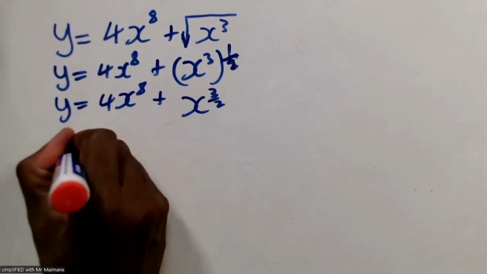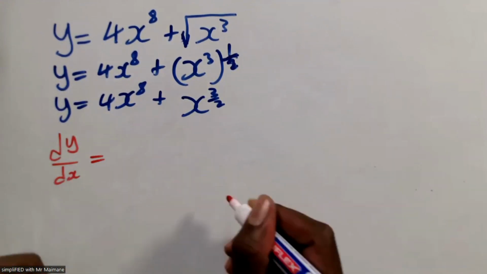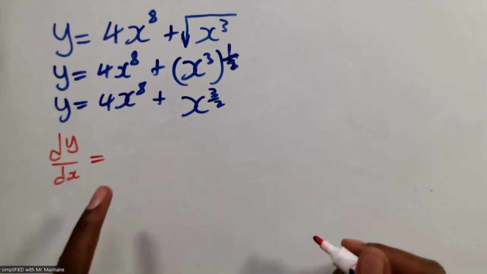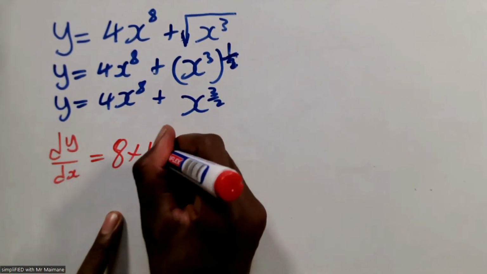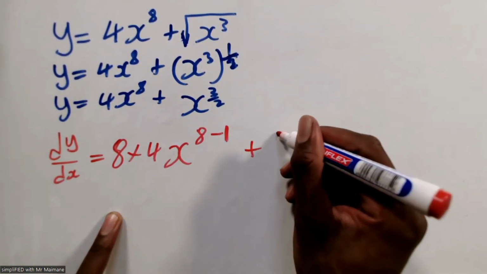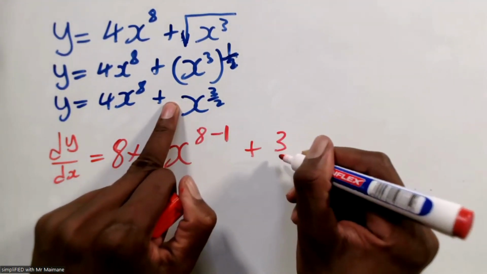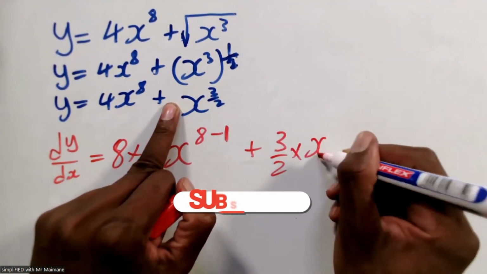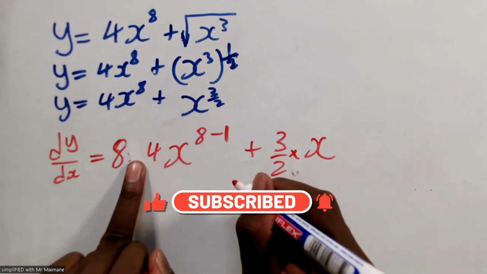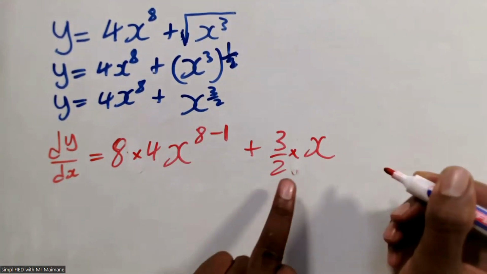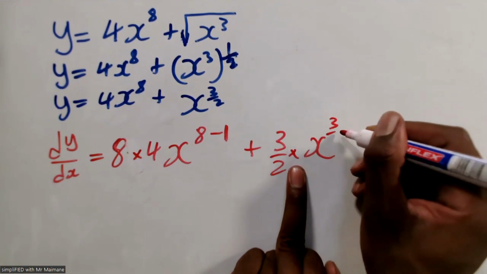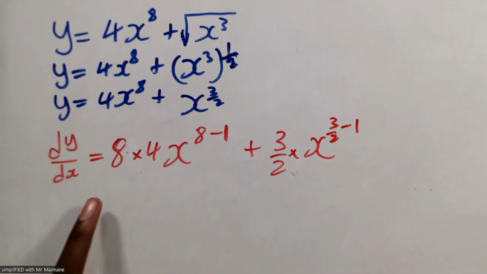So now dy over dx of this, you know the rule. This multiplied by that, subtract 1 from n. So it's going to be 8 times 4x to the exponent 8 minus 1, plus this one comes in front, 3 over 2 times x. Let me put my times sign so it doesn't seem like the x that we are solving. So it's a multiplication: 3 over 2 multiplied by x to the exponent 3 over 2 minus 1.